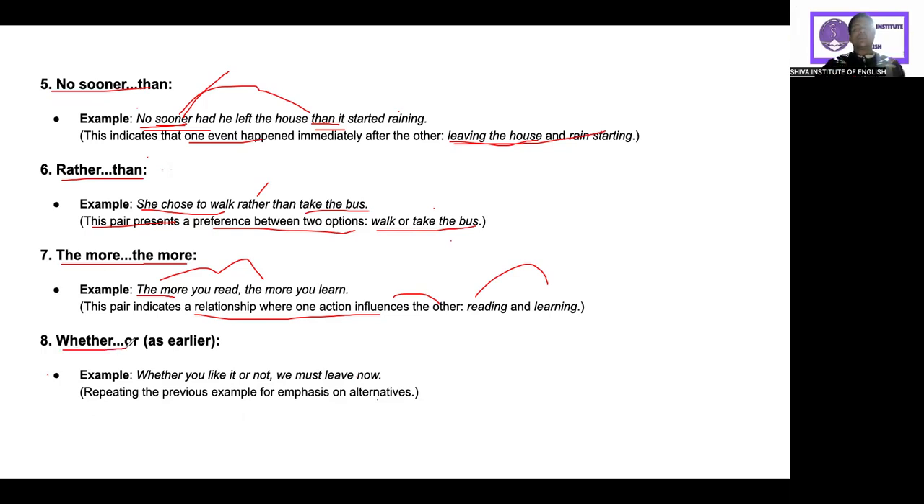Similar to that, the next one is whether or, as earlier. Whether or makes the sense of what, as earlier. Let's say whether you like it or not, we must leave now. So this indicates nothing but repeating the previous example for emphasis on alternatives, right? Whether or gives you nothing but alternative.